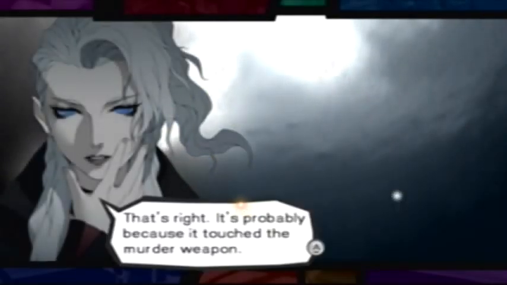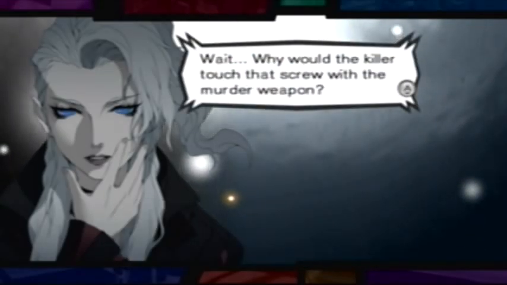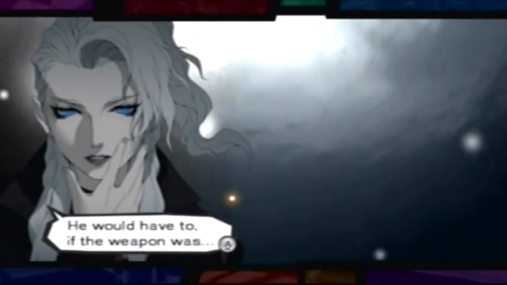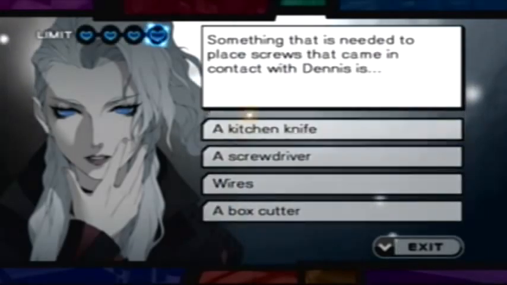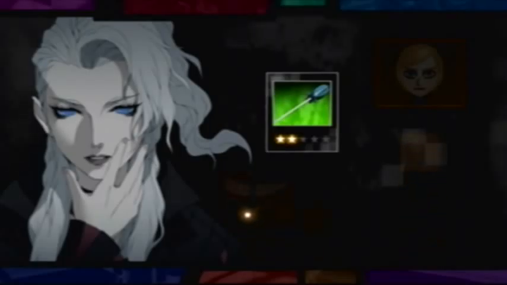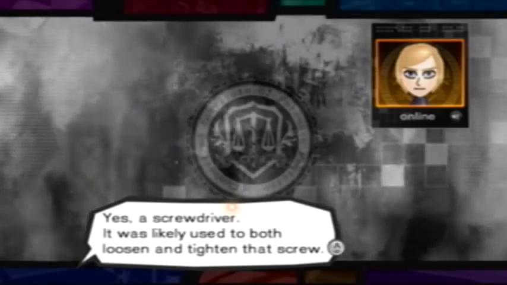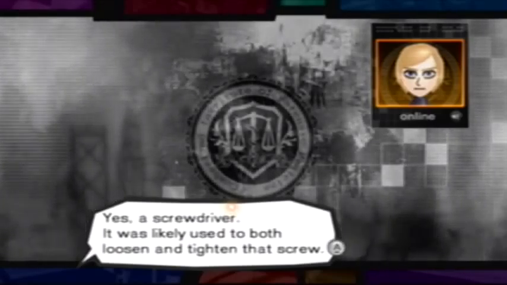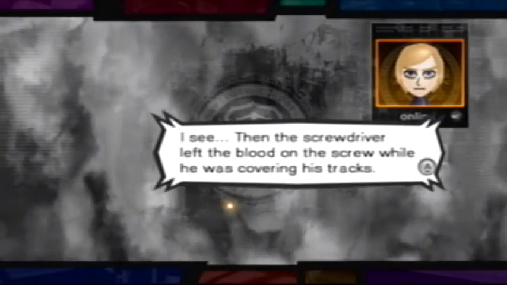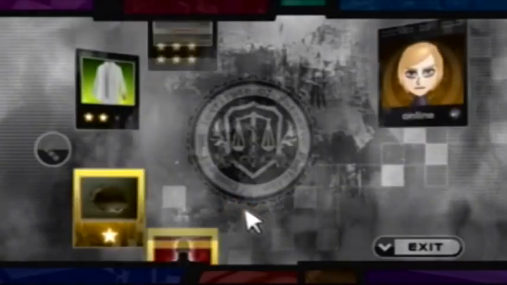That's right. It's probably because he touched the murder weapon. Wait, why would the killer touch that screw with the murder weapon? He would have to, if the weapon was... Yes, a screwdriver. It was likely used to both loosen and tighten that screw. I see. Then the screwdriver left the blood on the screw while he was covering his tracks.